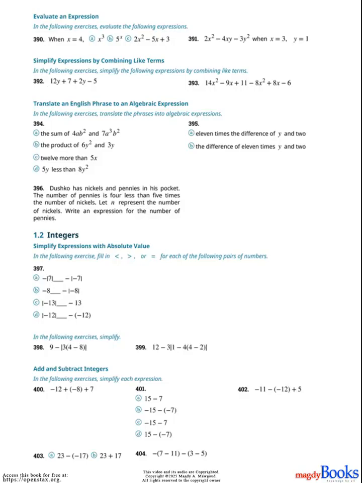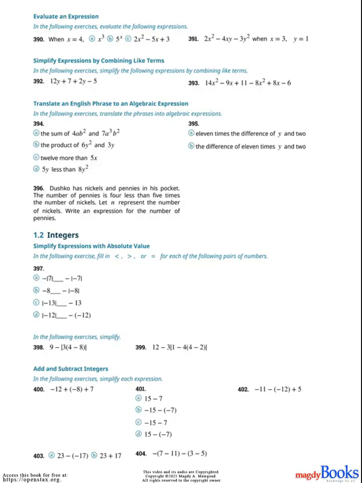1.1.3. Simplify expressions by combining like terms. In the following exercises, simplify the following expressions by combining like terms. 392. 12y plus 7 plus 2y minus 5. 393. 14x squared minus 9x plus 11 minus 8x squared plus 8x minus 6.